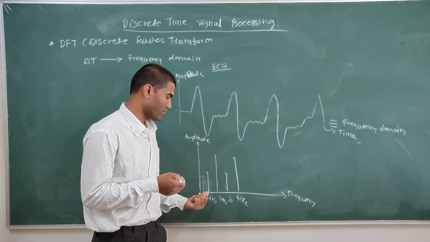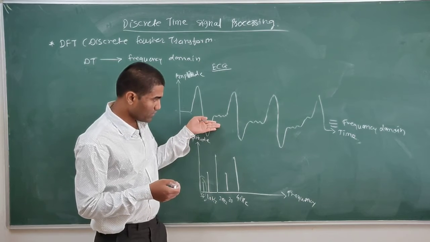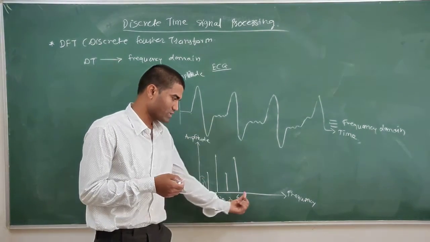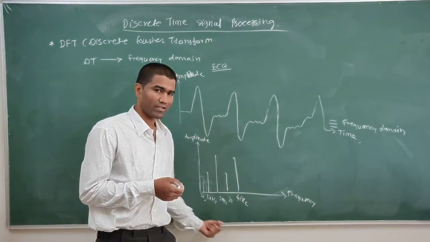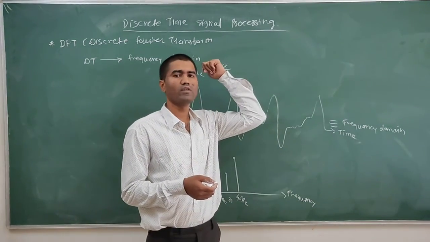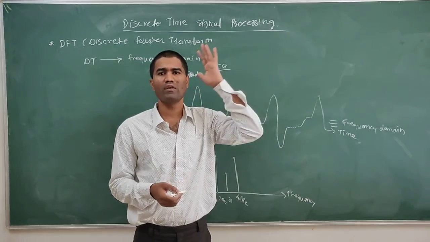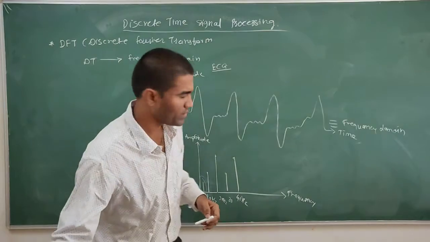So what I am trying to say is that we are converting our time domain signal into the frequency domain, to see how much frequency is present in it. That's why we go for the frequency domain, and that's why we go for the magnitude plot and phase plot.